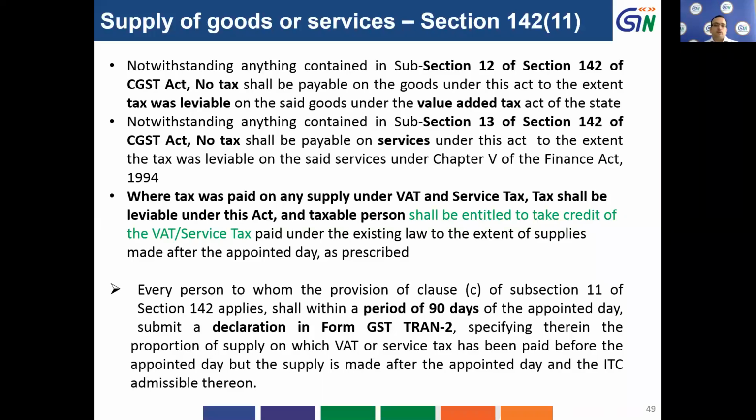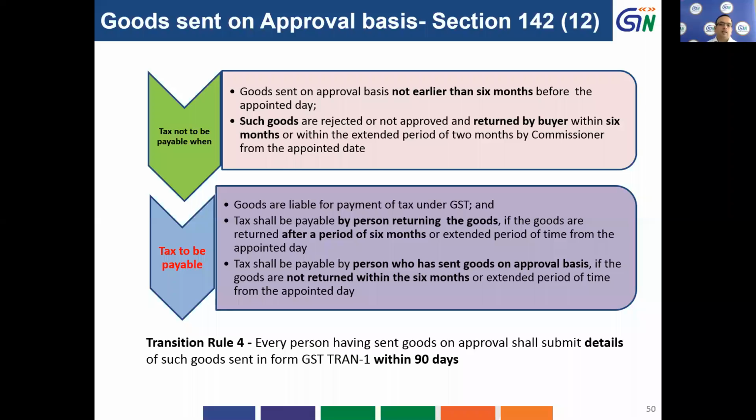So this covers the provision where the tax has already been paid under the existing VAT law or service tax law, or where it is a supply in which both VAT and service tax are payable. This section covers such a situation. Now we will cover section 142.12, where goods are sold on approval basis in the existing regime. Tax is not payable when goods were sent on approval basis not earlier than 6 months before the appointed date, and such goods are rejected or not approved and returned by the buyer within 6 months of the appointed date. But this 6-month period of return could be extended by the commissioner for another 2 months.